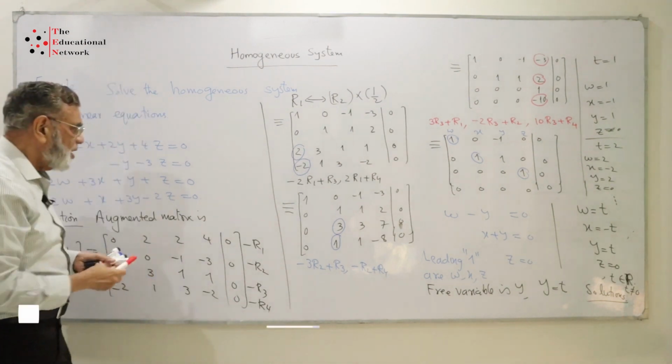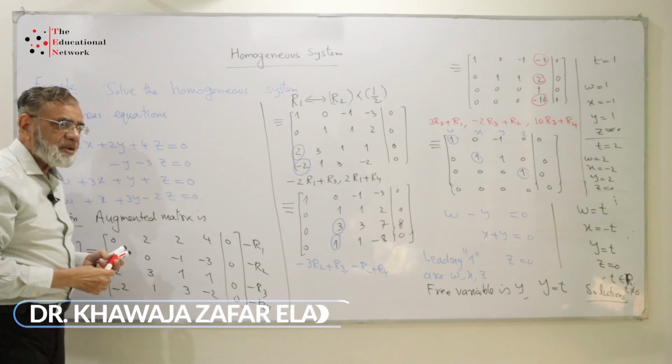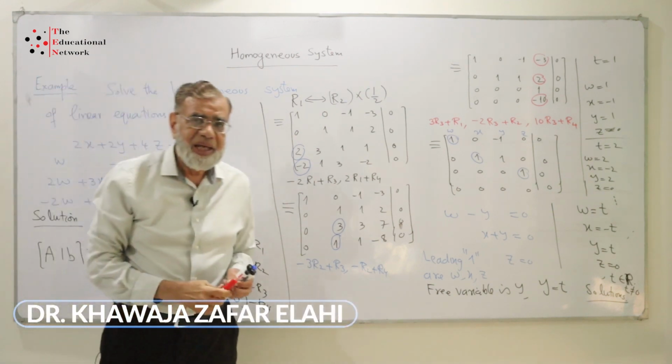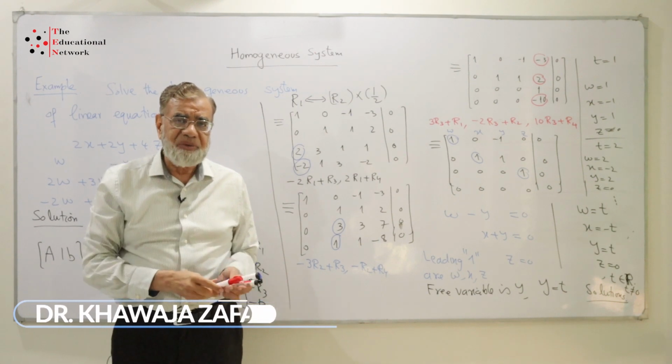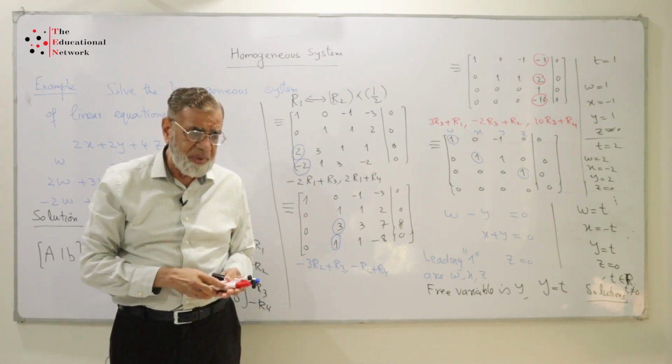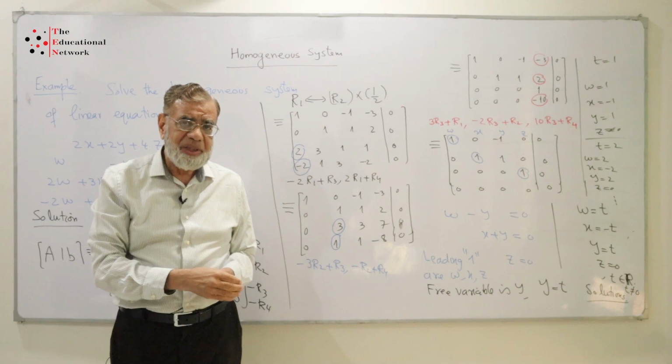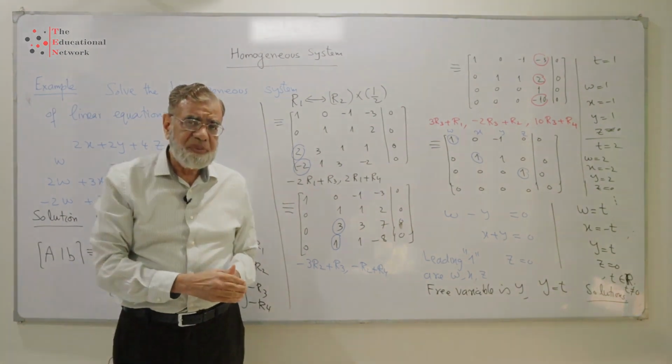Again, I repeat, homogeneous form means that all the constants are equal to 0. As in the last example, there are many questions about homogeneous systems of linear equations. You can take more practice by solving such problems.